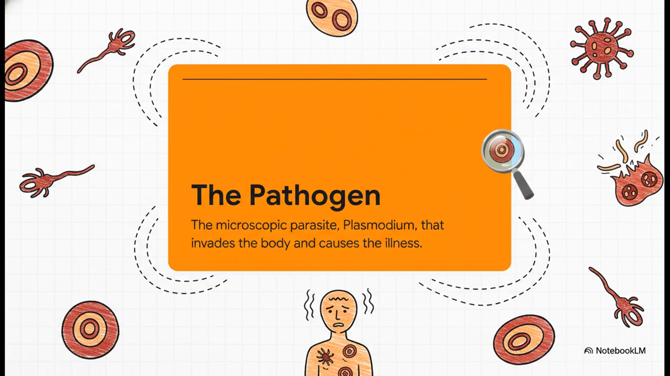First up, we've got the mastermind, the pathogen. Now, this isn't a virus or a bacteria, which is a really important distinction. It's a tiny little parasite called Plasmodium. You can think of it like a microscopic hijacker that gets into your red blood cells and basically turns your own body against you. That's what causes the terrible sickness.